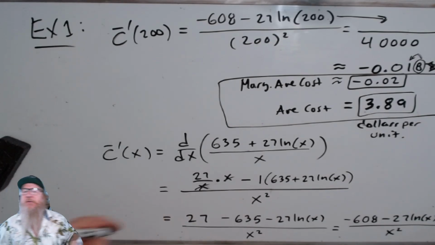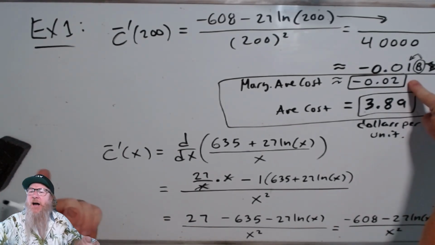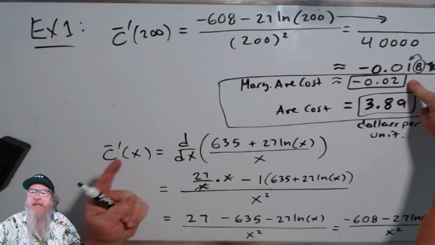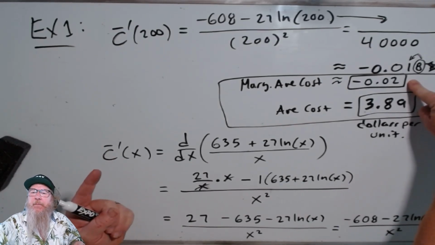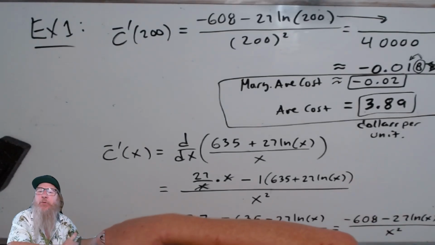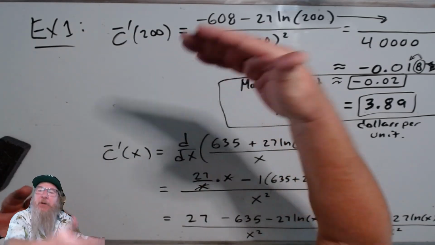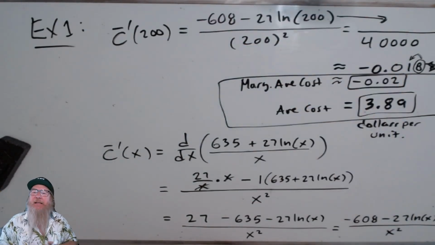So it's going to be $778 to produce these 200 units. However, costs are decreasing by 2 cents per unit. That means that each unit costs 2 cents less than the previous unit. It's getting cheaper and cheaper to make these things as you increase production.